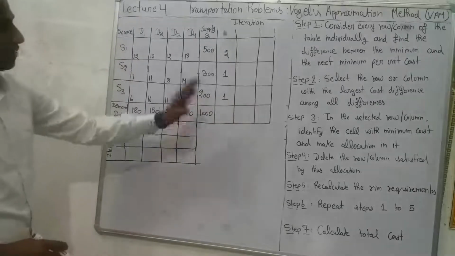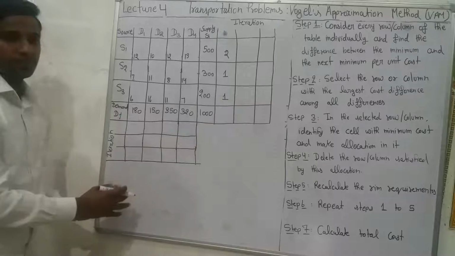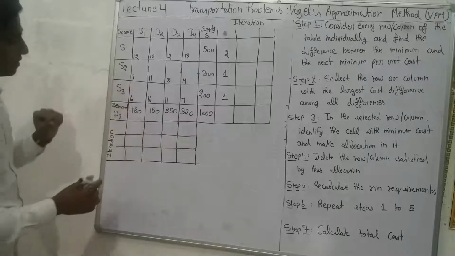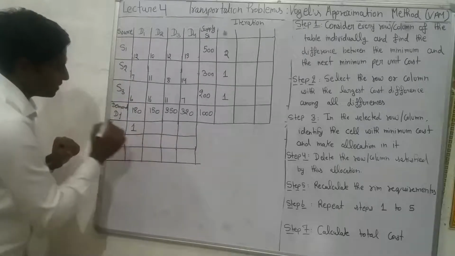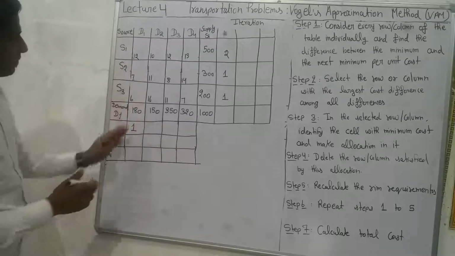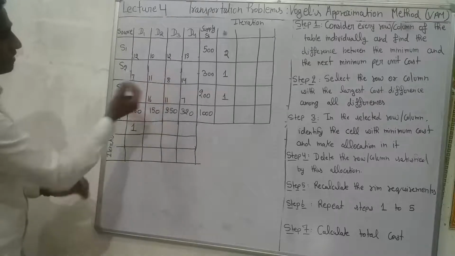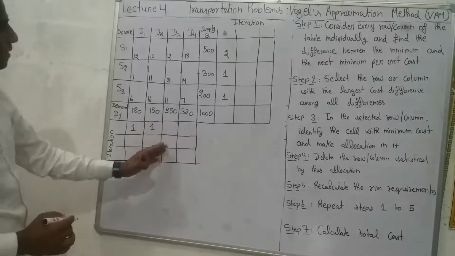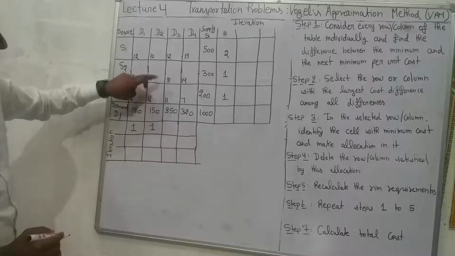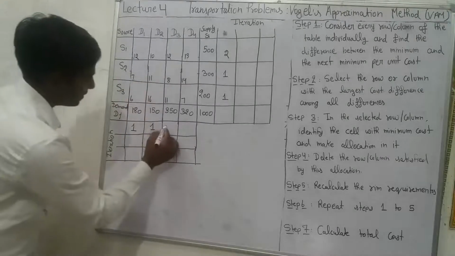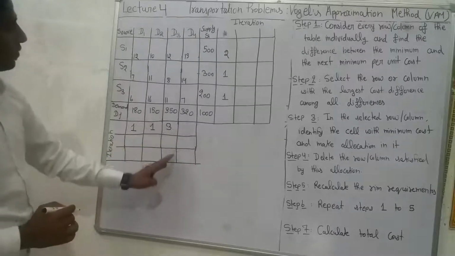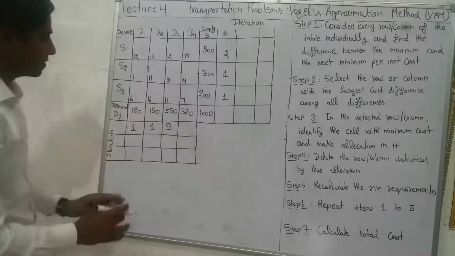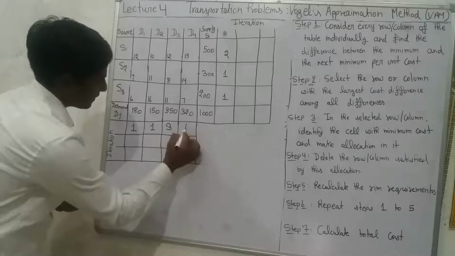Now we repeat this exercise for each column individually. In the first column, the minimum cost is 6 and the next minimum is 7. So the cost difference is equal to 1. In the second column, the minimum cost is 10 and the next minimum is 11. So the cost difference is again 1. For the third column, the minimum cost is 8 and the next minimum is 11. So the difference is 3. For the fourth column, the minimum is 7 and the next minimum is 13. So the cost difference is 6.